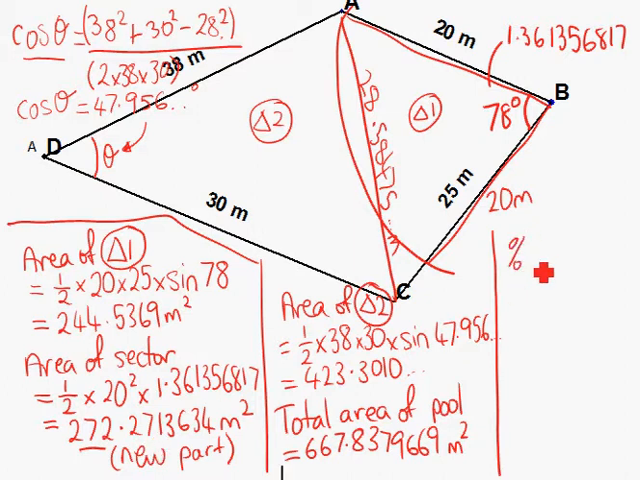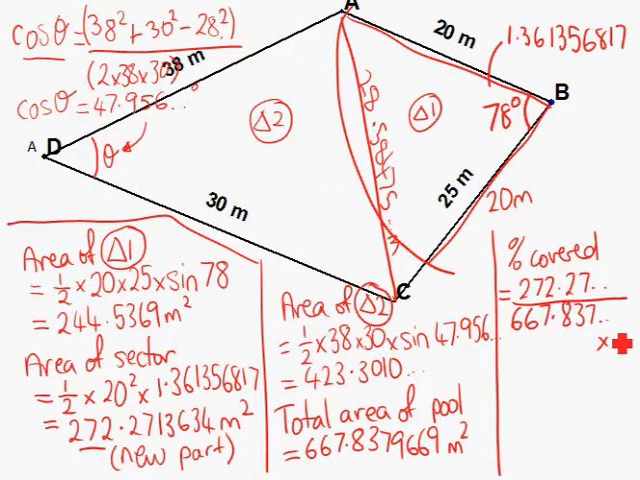To find the percentage covered, you'll need to set it out. I need the area of the smaller part, the new sector. We need to compare that, and to compare means to divide by the total area of the pool, times 100 to make it a percent. If you work all that out in a calculator and do some rounding, 40.77% to 2dp, which looks about right. This bit here is about 40% of the total pool.